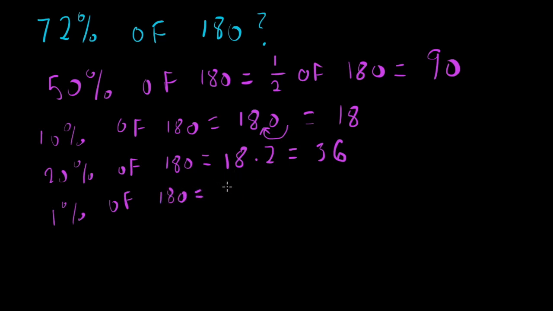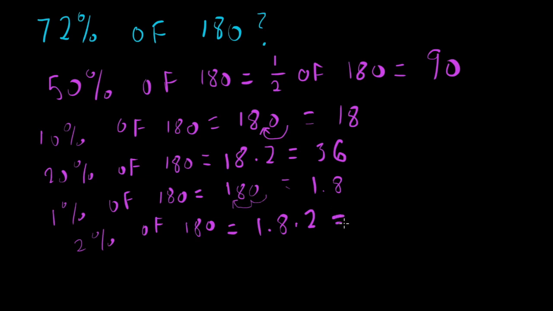Okay, so that means we take 180 and move it twice to the left. So that's going to be 1.8. Okay, so that means 2% of 180 is 1.8 times 2. Okay, so that's 3.6. You can kind of see the connection there, right?